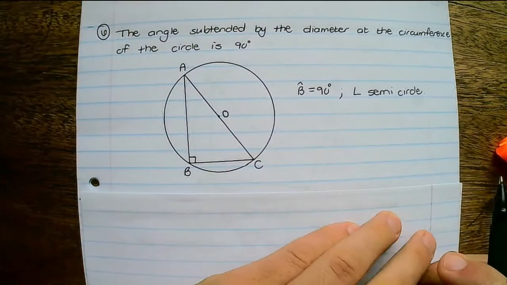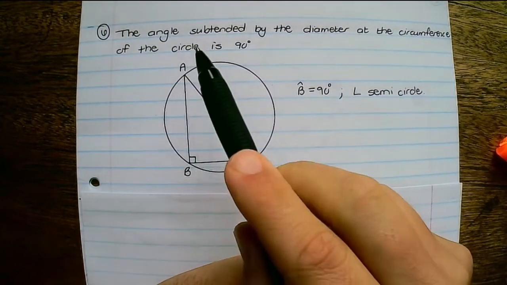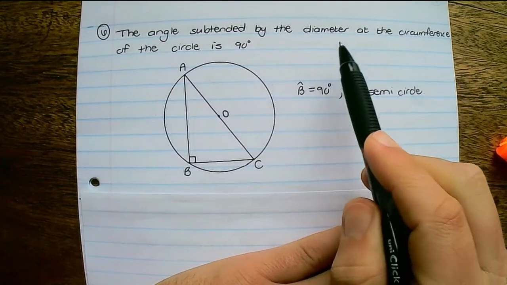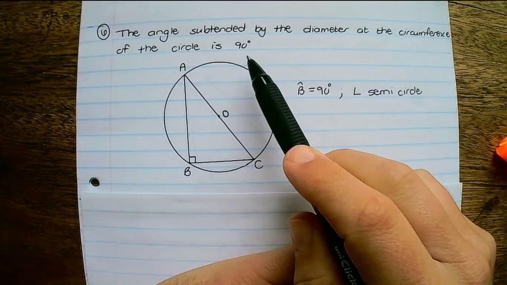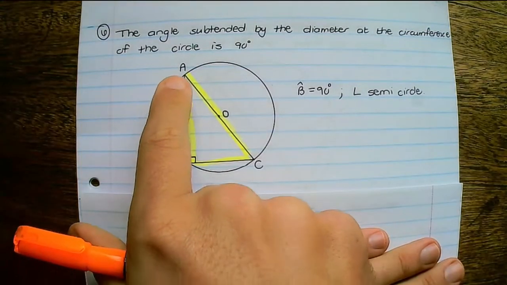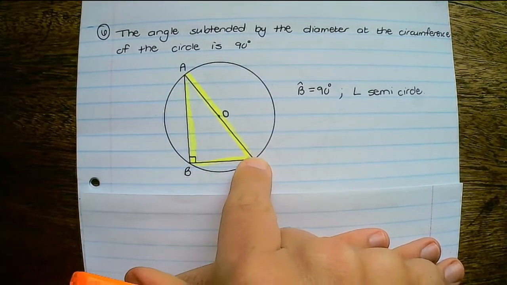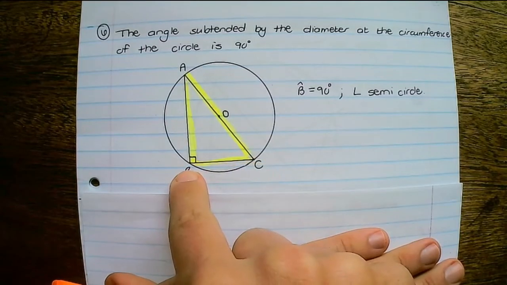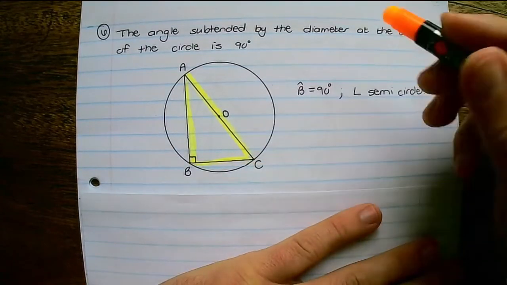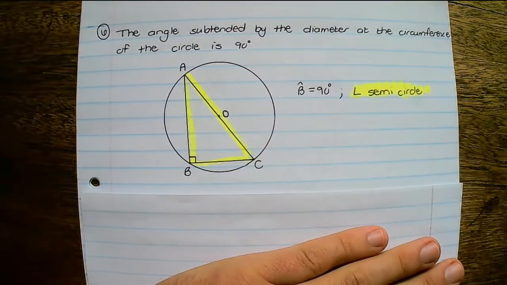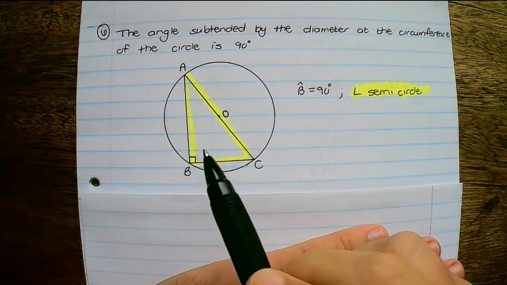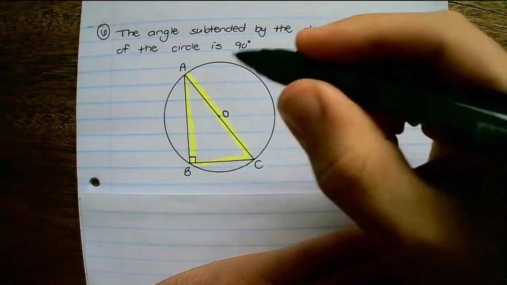Our sixth one is pretty simple. It says the angle subtended by the diameter at the circumference of the circle is 90 degrees. So what it's simply saying is, if I have the diameter, the angle formed from that diameter is equal to 90 degrees. And our reason is angle in a semicircle. But also note, it satisfies the properties of our previous example.